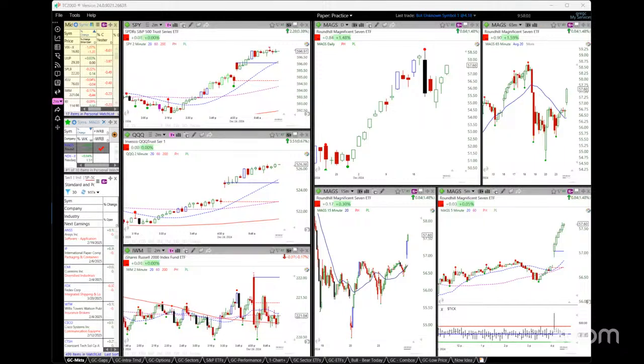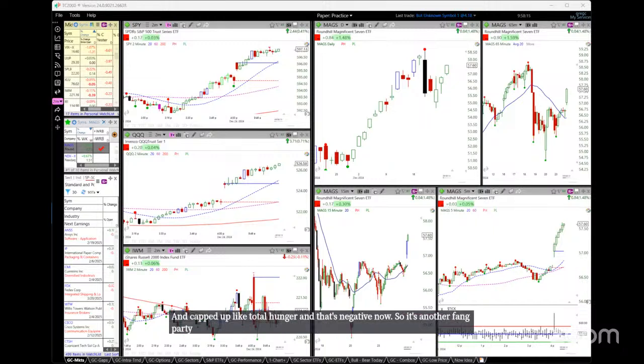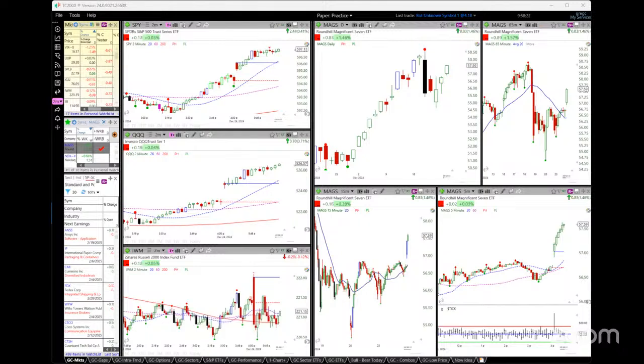VIX about to make a new low here, no fear. AD line anemic. Capped up like to 100 and it's negative now. So it's another FANG party. Thanks doing nothing. Semis capped up. Transports, nothing. Housing, nothing. And let's set an alarm 106.50.